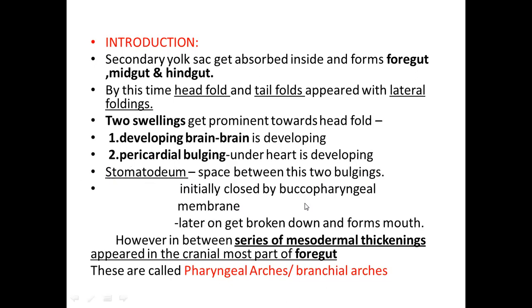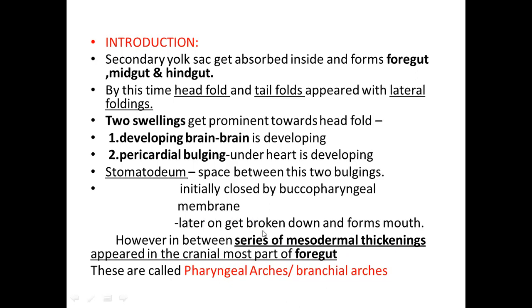However, in between, some important change takes place. That is the series of mesodermal thickenings that appear in the cranialmost part of the foregut. We have seen that from the secondary yolk sac, foregut, midgut, and hindgut get formed. Meanwhile, there are two bulgings over the developing embryo. One is due to the brain development toward the head fold, and below that, the second bulging is due to the underlying developing heart. Between these two, the space is called the stomatodeum, initially closed by the buccopharyngeal membrane. Later on, this membrane breaks down, and it communicates the oral cavity with the rest of the GI tract. In between, a series of mesodermal thickenings appear in the cranialmost part of the foregut.